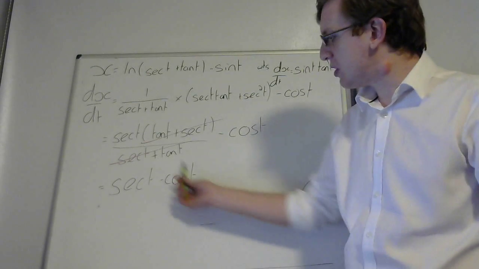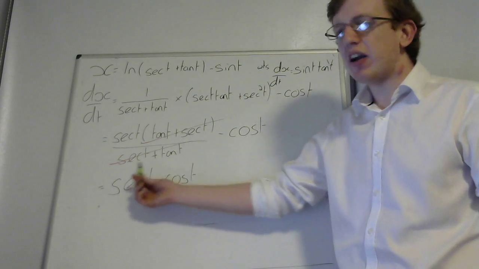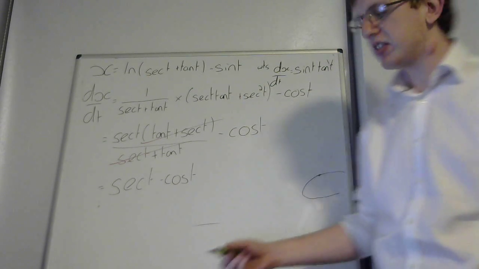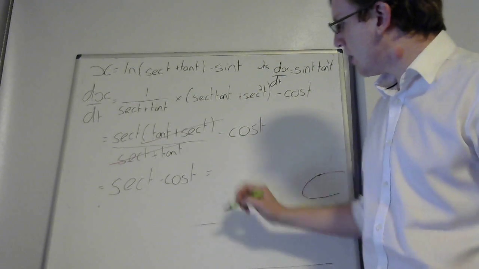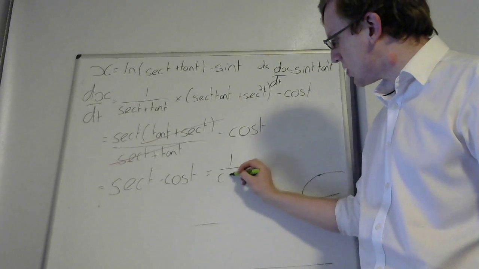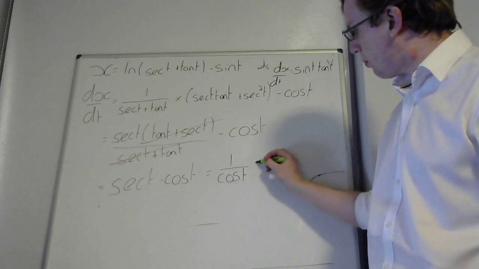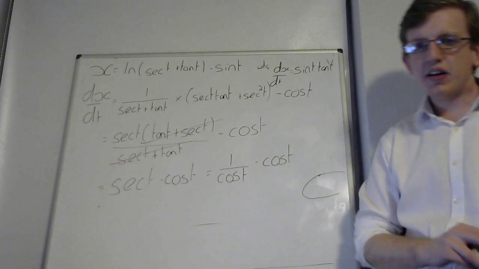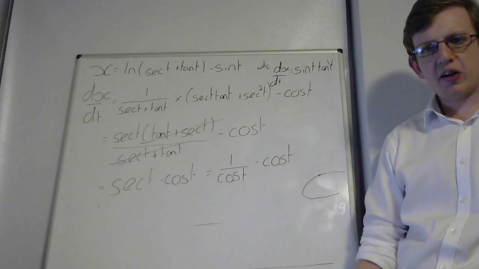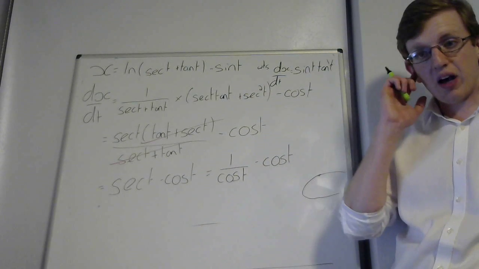Really, the only thing we can do next is rewrite sec as 1 over cos. So let's do that. And there's a cos here, which kind of suggests that's a good idea anyway. So 1 over cos t minus cos t. Okay, what's the only thing I can do next? It's getting a little bit harder.